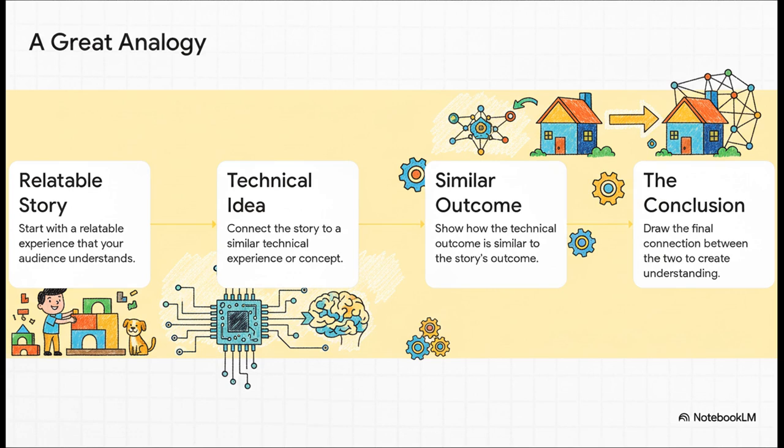So, what's the recipe for a great analogy? It's actually a really simple four-step deal. First, you start with a relatable experience, a story that pretty much everyone understands. Then, you connect that story to the techie concept we're trying to figure out. Step 3, you show how the results, the outcomes, are basically the same. And then boom, you draw that final connection, and that's when you get that aha moment.